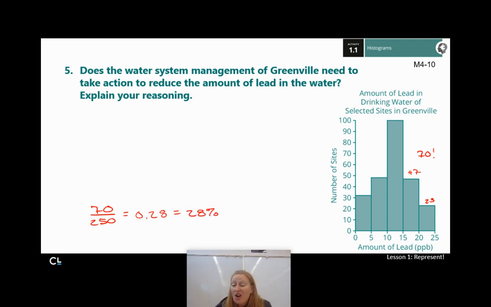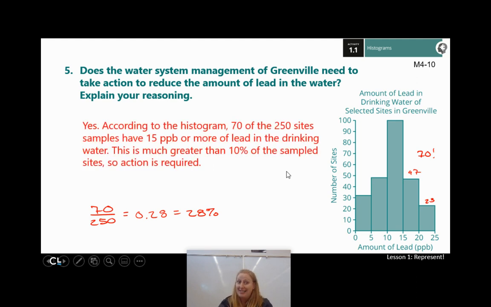Oh my gosh, 28% of the sites are over 15 parts per billion of lead in the water. That's a problem because we said 10% or more and you have to take action. We have 28% of our sites over that 15 parts per billion. So yes, they need to take action. According to this histogram, 70 of the 250 site samples have 15 parts per billion or more of lead in the drinking water. This is much greater than 10% of the sampled sites. So action is definitely required here. They're going to want to do something about that or people are going to start getting sick.